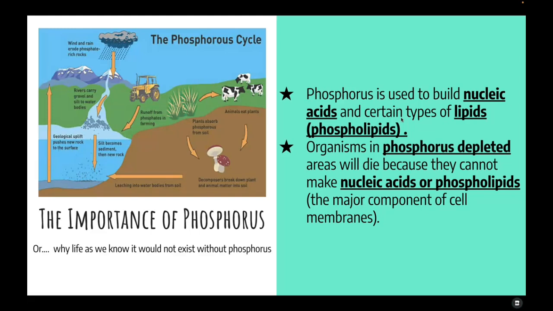Here, unlike carbon and nitrogen, phosphorus has no atmospheric reservoir. You don't find it in the atmosphere. It comes from weathering rocks and is often the limiting nutrient in an ecosystem. Without phosphorus, you couldn't make DNA or cell membranes, as they are made up of phospholipids.